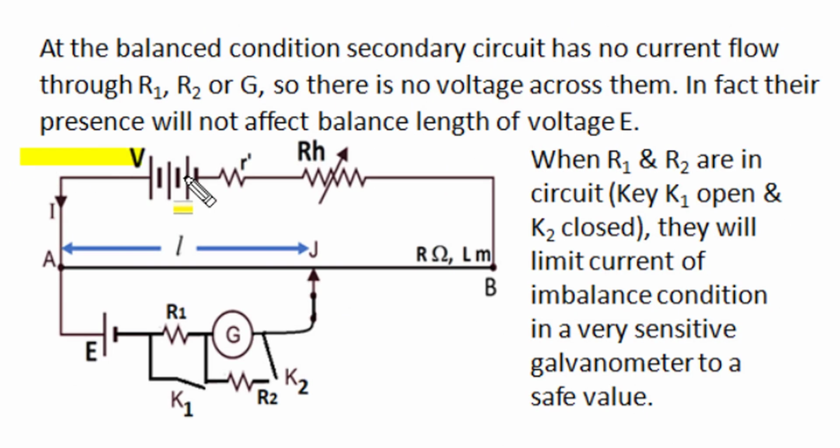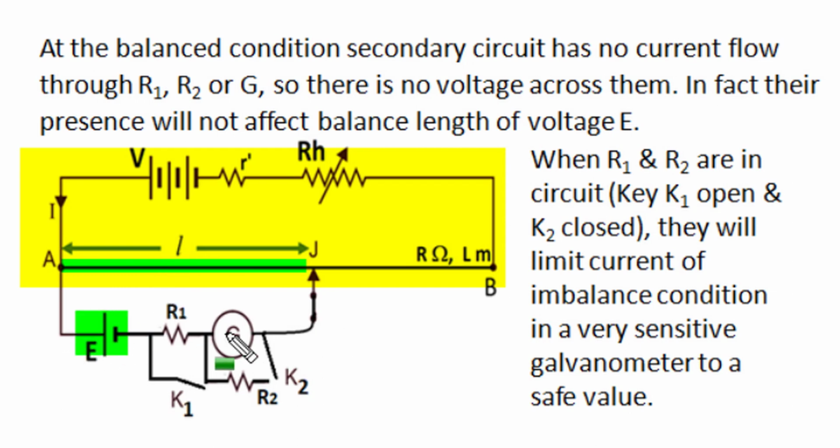At the time of balance, this primary circuit acts as a series circuit and the current through all these elements is the same, and the total source voltage divides among all circuit resistances, and the voltage across the balance length of the potentiometer wire and the unknown voltage become equal to each other, and there won't be any current flow in this secondary loop, or in the galvanometer, or the series resistance, or the resistance connected in parallel to the galvanometer.